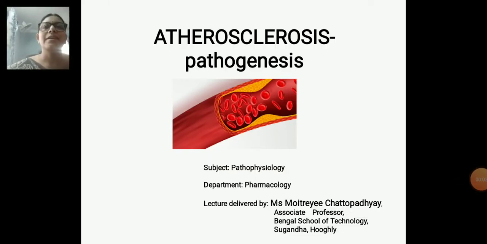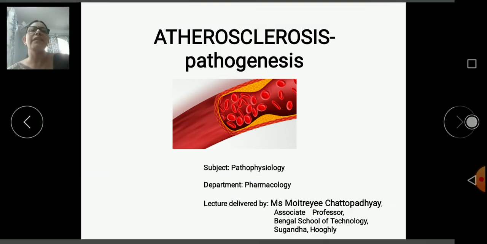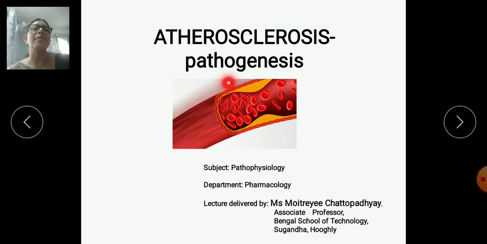Hello students. Now we are studying atherosclerosis, but not the entire topic of atherosclerosis. We are just studying the pathogenesis of atherosclerosis. Now in the first diagram, I have given one blood vessel. This is the blood vessel, fine.